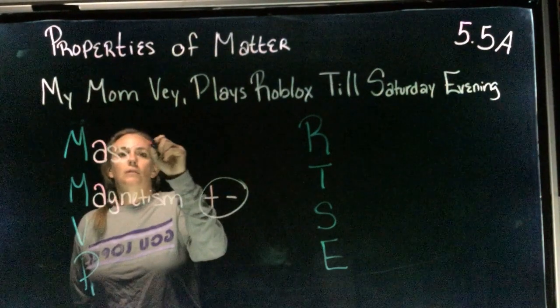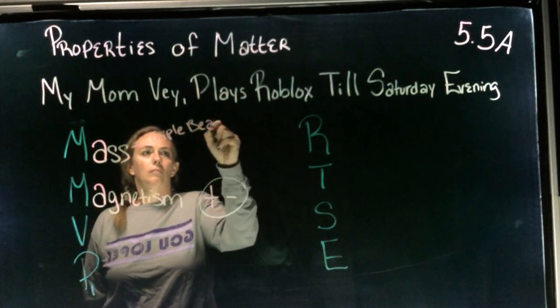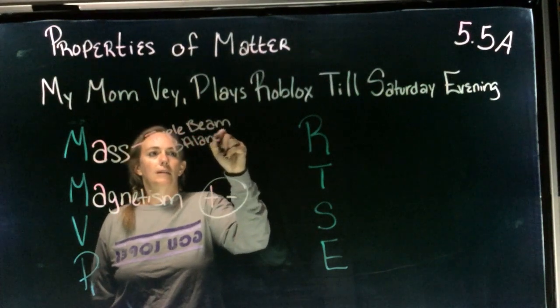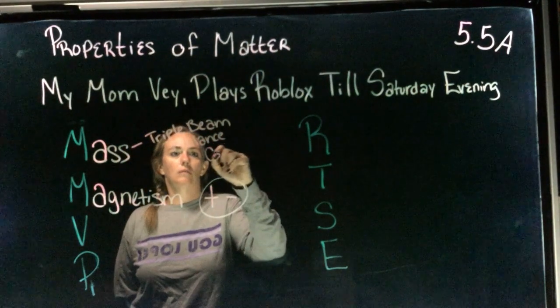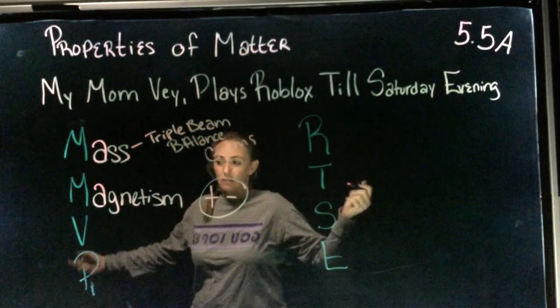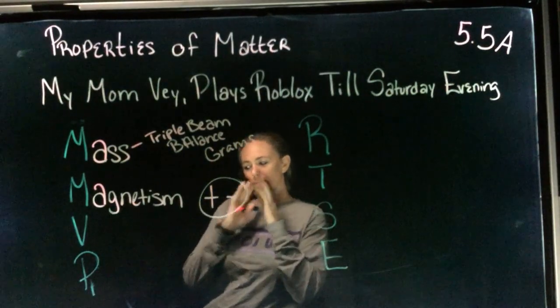Here, we'll put here, triple beam balance. And we'll say it's measured in grams. Alright, so magnetism, if it's just magnetic or not. Too easy, right? Alright, the V is for volume.